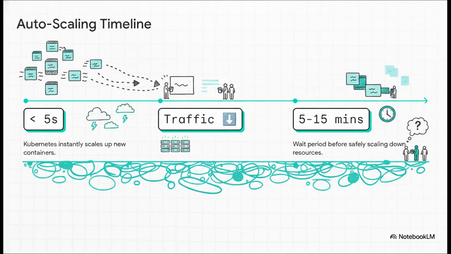The timeline here is wild. Kubernetes spots the spike and adds those new containers in under 5 seconds. But, and this is super clever, when the movie ends and traffic drops, it doesn't just instantly delete the extra containers. It waits 5 to 15 minutes after the rush is over before scaling down. Why? Because people might just be grabbing a quick snack, and if they come right back to start another movie, Kubernetes wants that infrastructure ready to go without having to rebuild the whole shebang.